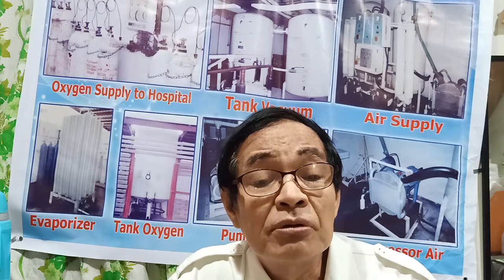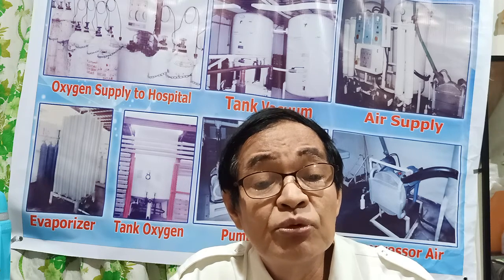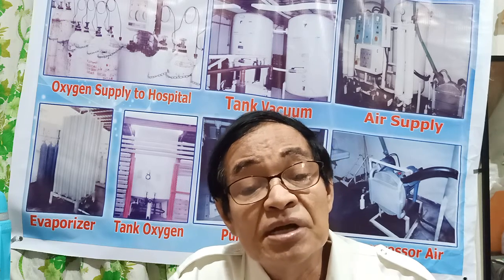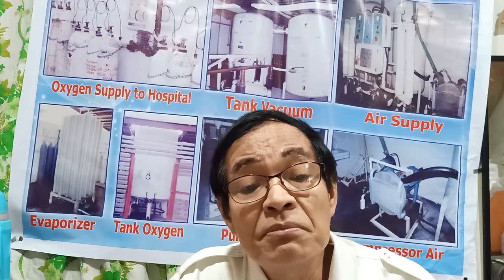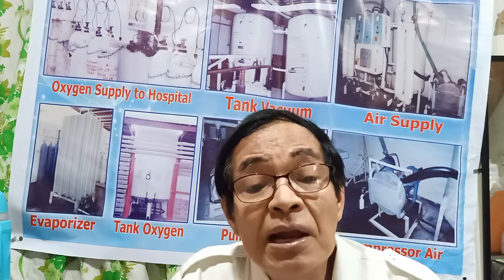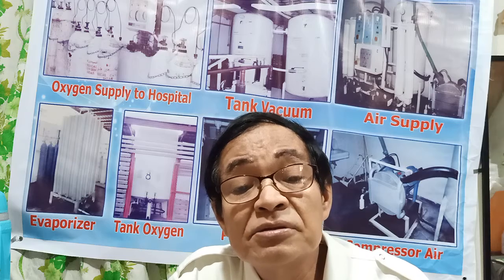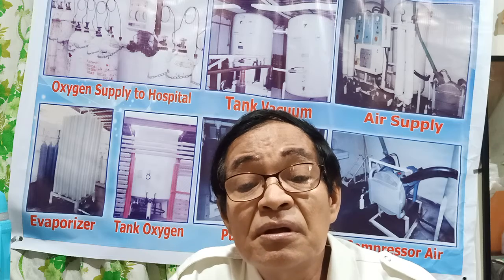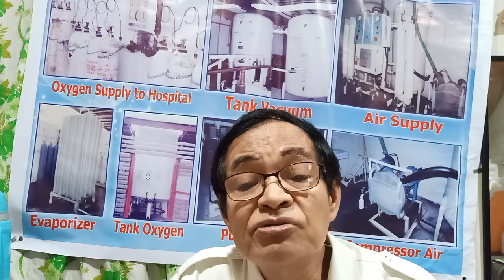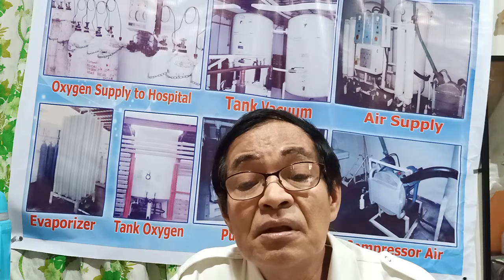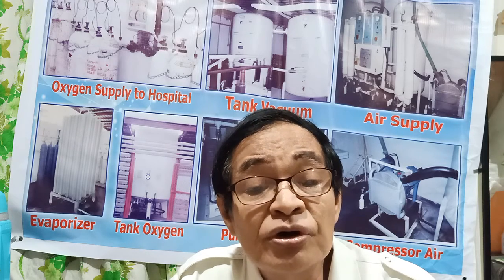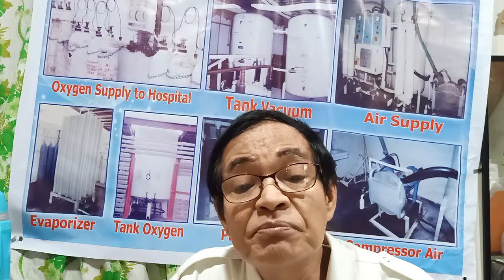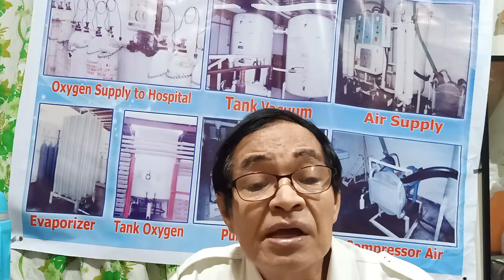Number two, the connection from the building: we have a positive pressure system. That is, oxygen is primarily supplied from an oxygen vacuum isolated tank. Compressed air is primarily supplied from the compressed air plants.